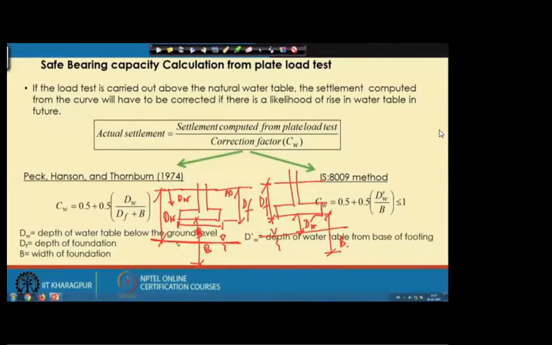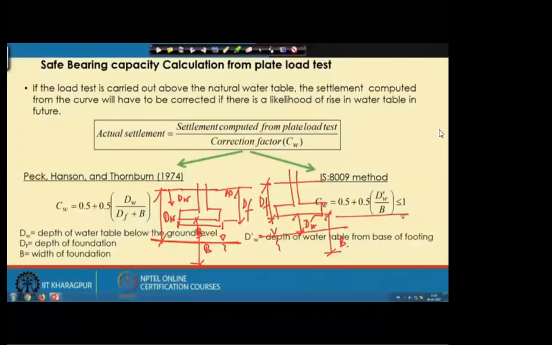So, according to the IS code, if your water table is at the base level or above the base level, then the correction factor is always 0.5. At a depth B from the base of the footing it is 1, and in between the base and B depth we can use this expression.